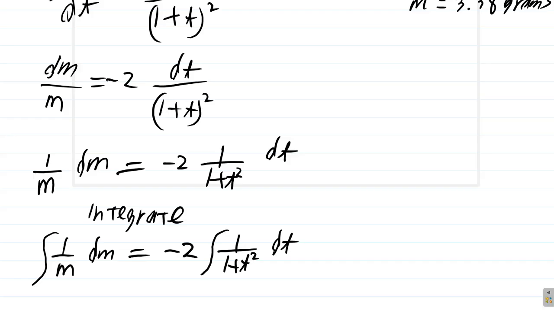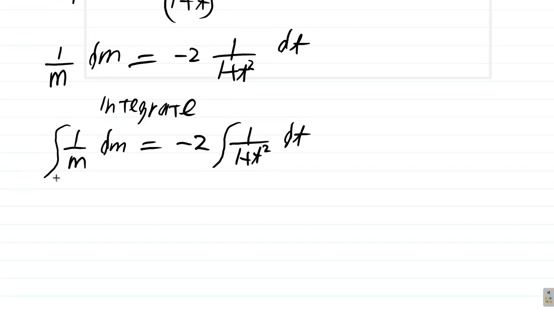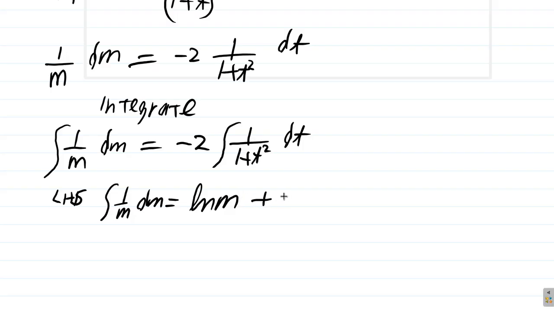Now, on the left hand side, let me just do them separately. On the left hand side, the integral of 1 over m dm is equal to ln m. Right? Since it's by itself, I'm going to put plus c1. And on the right hand side now, what you have is negative 2 integral of 1 over 1 plus t squared dt.